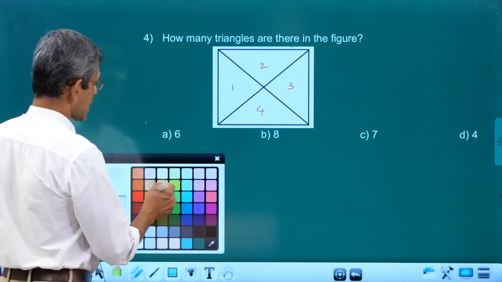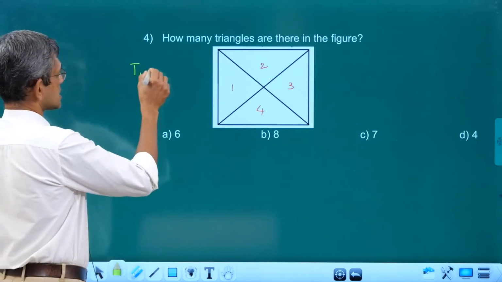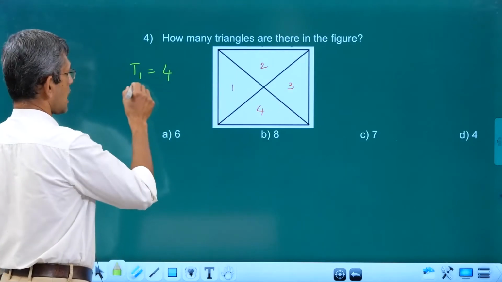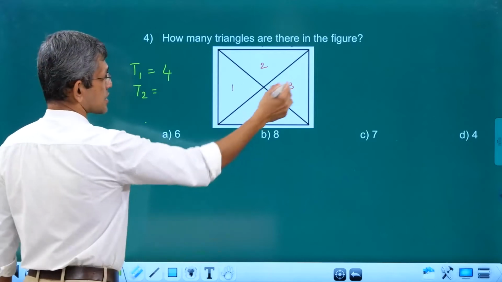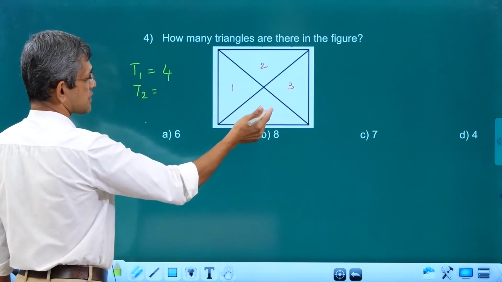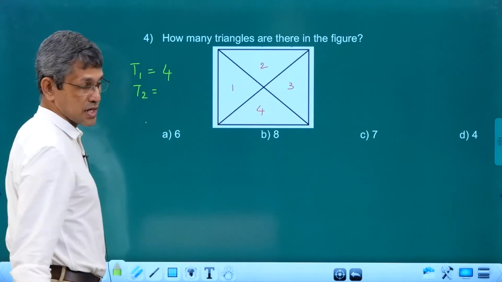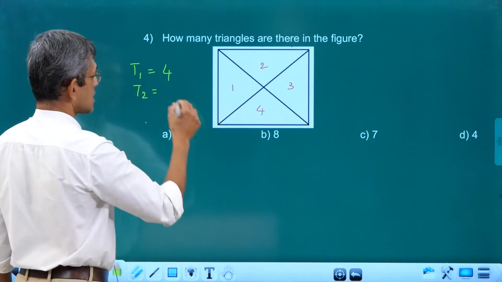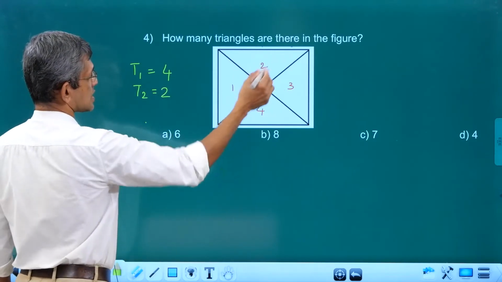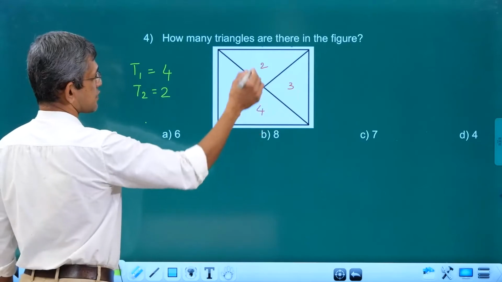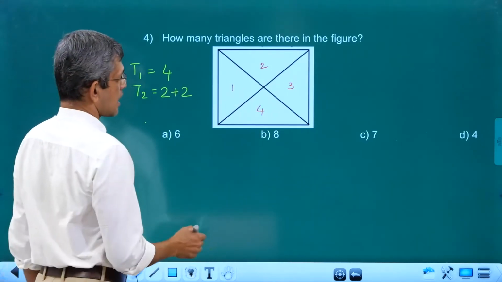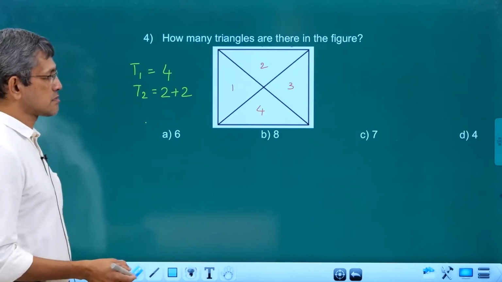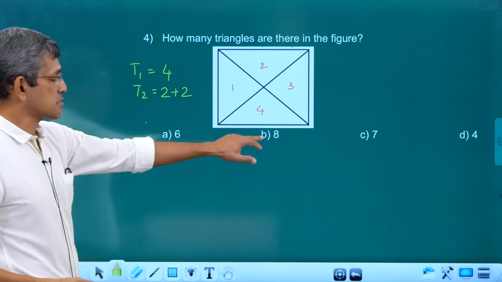If you go for the counting method, 1 triangle at a time, we have 4, and 2 pieces at a time. That means 1 and 2 together is a triangle, 3 and 4 together is a triangle, then 1 and 4 together is a triangle, 2 and 3 together is a triangle. So 1 and 2, 4 and 3, 2 triangles. 1 and 4, 2 and 3, another 2 triangles. So total 8. And any other triangle possible here? No, the maximum is 8, right?